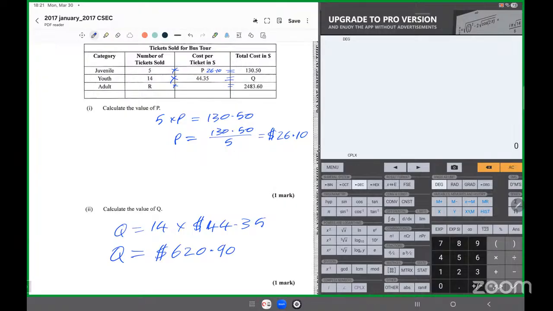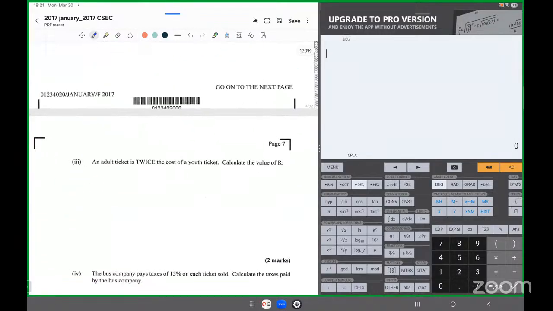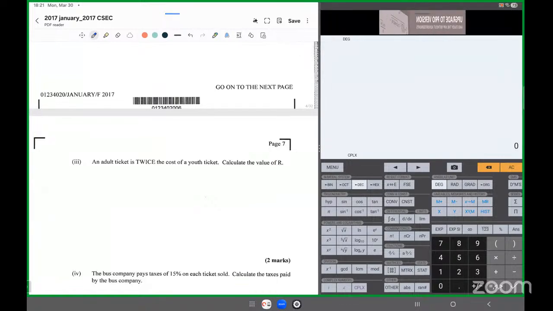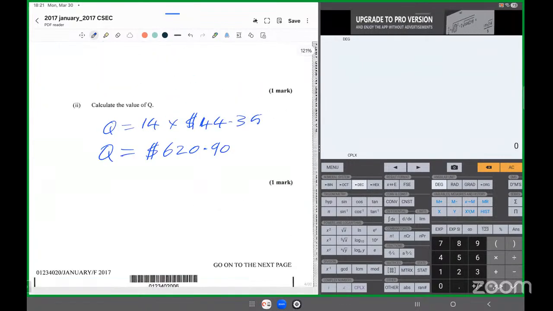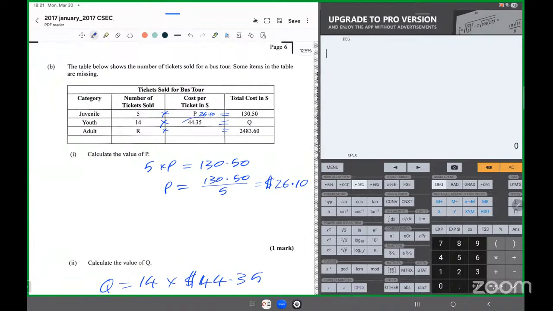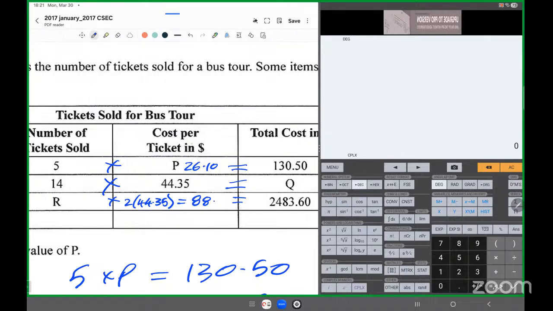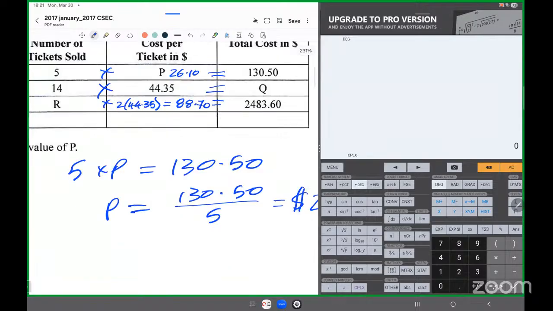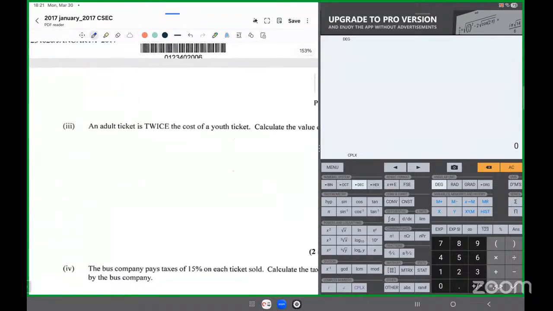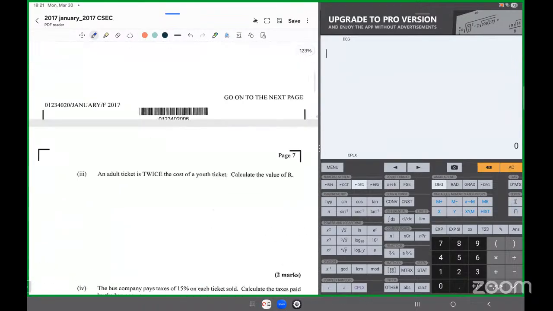Next part says an adult ticket is twice the cost of a youth ticket. What's a youth ticket again? This. So the adult ticket is 2 times this. So right here it becomes 2 times 4435, which is equal to 8870. Calculate the value of R.